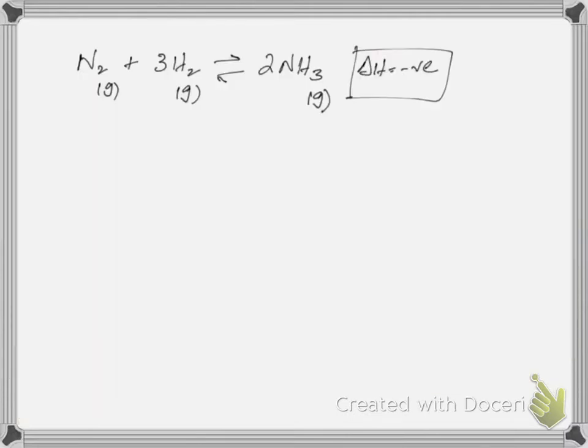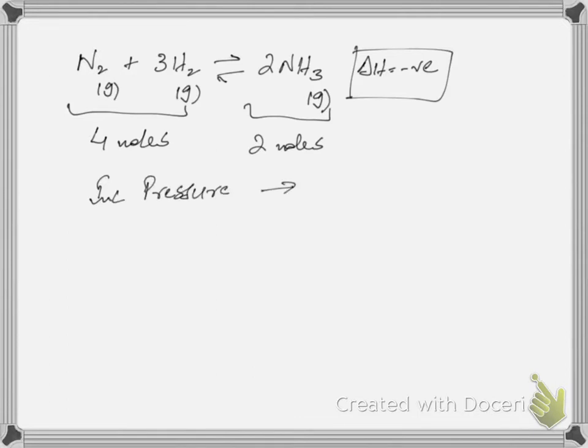First thing, in all reversible reactions, remember, you need to see the total number of moles of the reactant. So there are 4 moles of gases on the reactant side, and there are 2 moles of gases on the product side. So when you increase pressure, it should shift equilibrium forward. Why should it shift equilibrium forward? Because of the lesser number of moles of product.